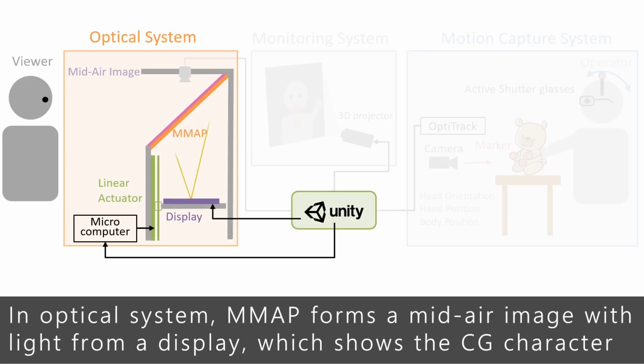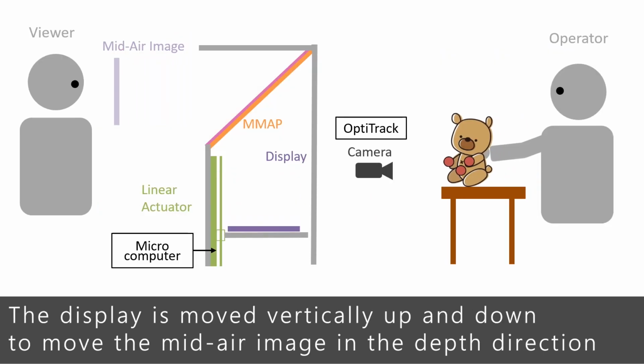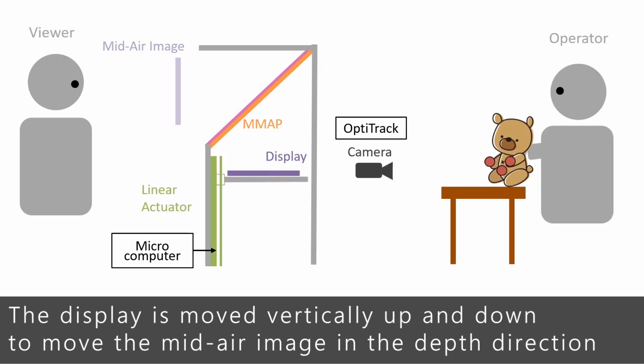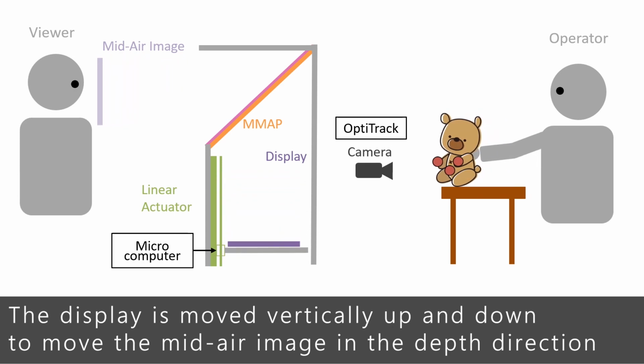In the optical system, MMAP forms a mid-air image with light from a display, which shows the CG character. The display is moved vertically up and down to move the mid-air image in the depth direction.